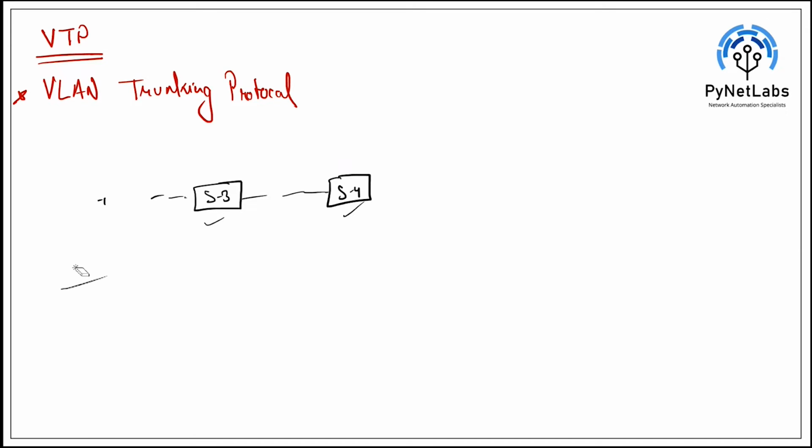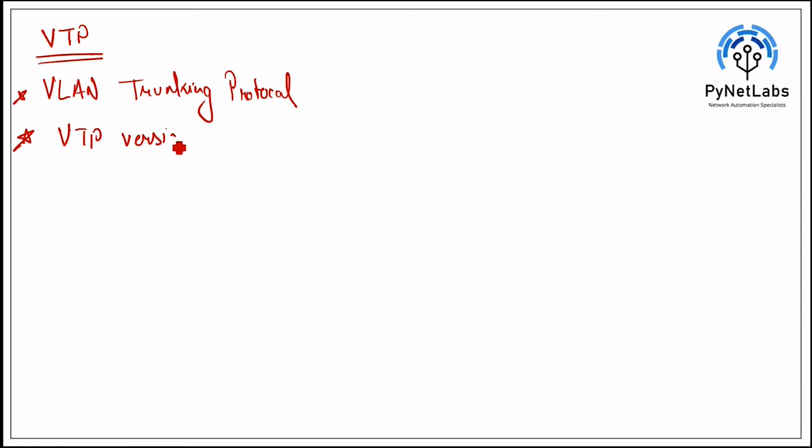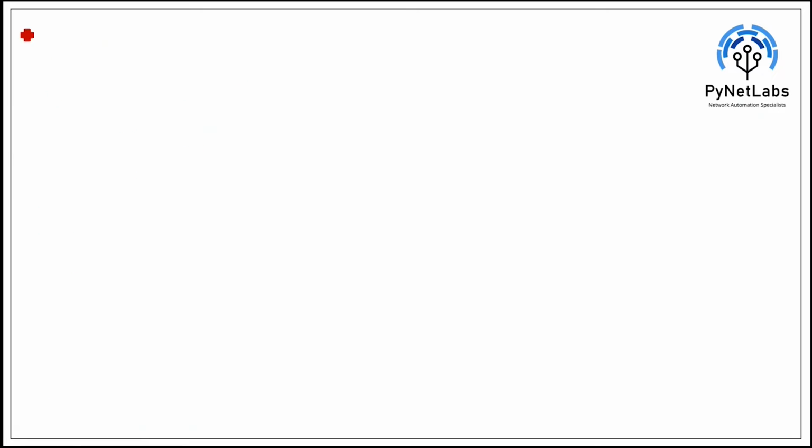Okay, guys. Now, if you have studied VTP, how many VTP versions have you studied? What are the names of the versions? First of all, we have VTP version 1, then VTP version 2, then VTP version 3. So these are the three types of VTP versions. Let me quickly tell you the difference between version 1, version 2, and version 3. Let's start with VTP version 1.